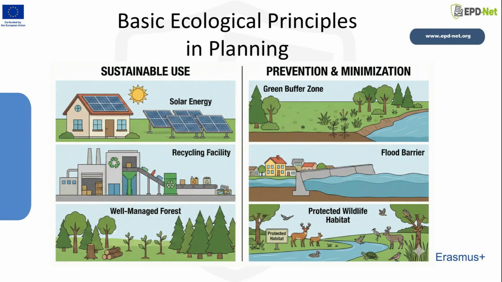Closely linked to this is the prevention and minimization of negative impacts. In landscape planning, it is always more effective, and far less costly, to prevent environmental damage than to repair it afterwards. This requires anticipating potential risks such as soil erosion, flooding, biodiversity loss, landscape fragmentation, or the degradation of ecological functions. By integrating preventive measures into planning processes, we can reduce vulnerabilities, maintain ecological stability, and avoid irreversible damage. Together, these principles reinforce the idea that responsible planning must balance human needs with the preservation of natural systems, ensuring that development remains both ecologically sound and sustainable over the long term.